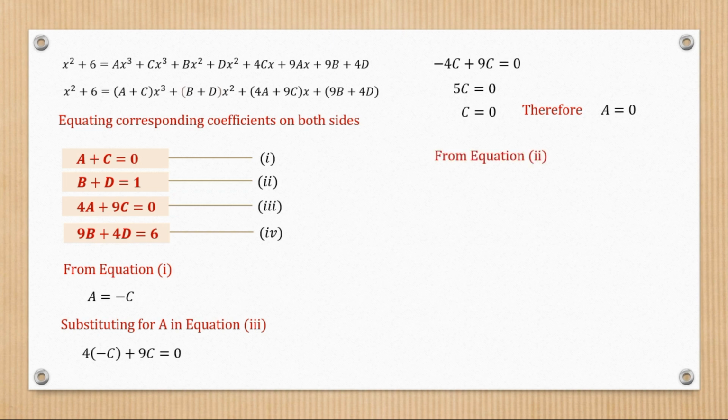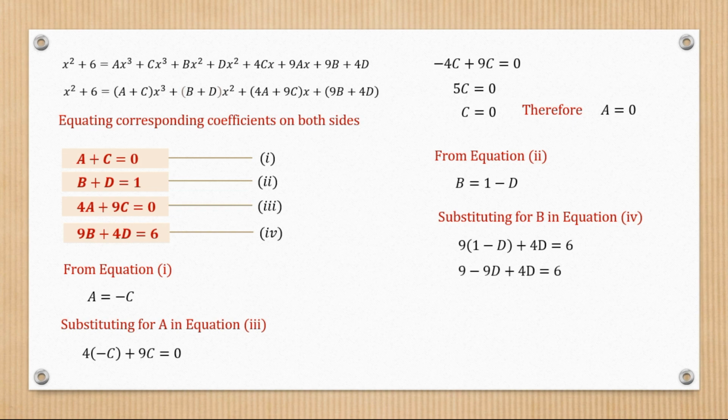So from equation 2, we can see that b is equal to 1 minus d if we make b the subject. So when you substitute for b in equation 4, we shall have 9 times (1 minus d) plus 4d being equal to 6. So we have 9 minus 9d plus 4d is equal to 6. Then we have 9 minus 5d being equal to 6. 5d shall be equal to 3, because 9 minus 6 is positive 3. So therefore d shall be equal to 3 over 5. So if d is 3 over 5, it means b shall be equal to 2 over 5.